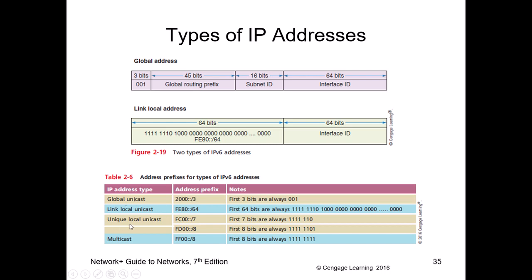The unique local is the one that enables you to communicate with other LANs privately. This is similar to the private IPv4 address. So if your address starts with FC or FD, you're in a unique local. Most people don't bother with that. If you need to communicate outside your LAN, you use a global. Inside your LAN, you are using a link local.